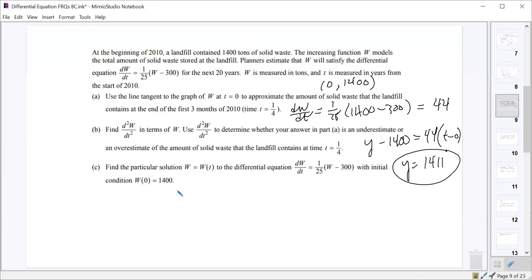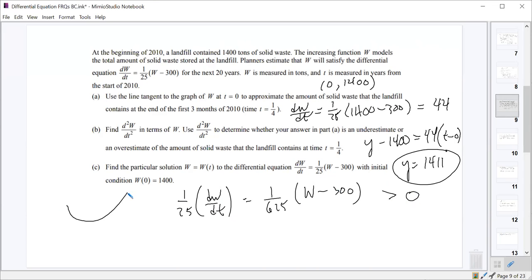Okay, then find the second derivative. The second derivative of this ought to be a constant times dW/dt, or just 1/625 of W minus 300. And since we know that the W value is always greater than 300, we can say that this is always greater than 0. If you have a function that's concave up and you use a tangent line to approximate it, the value you get from your tangent line will always be less than the true value. So we'll say our approximation is an underestimate, because it's concave up. Good or no?